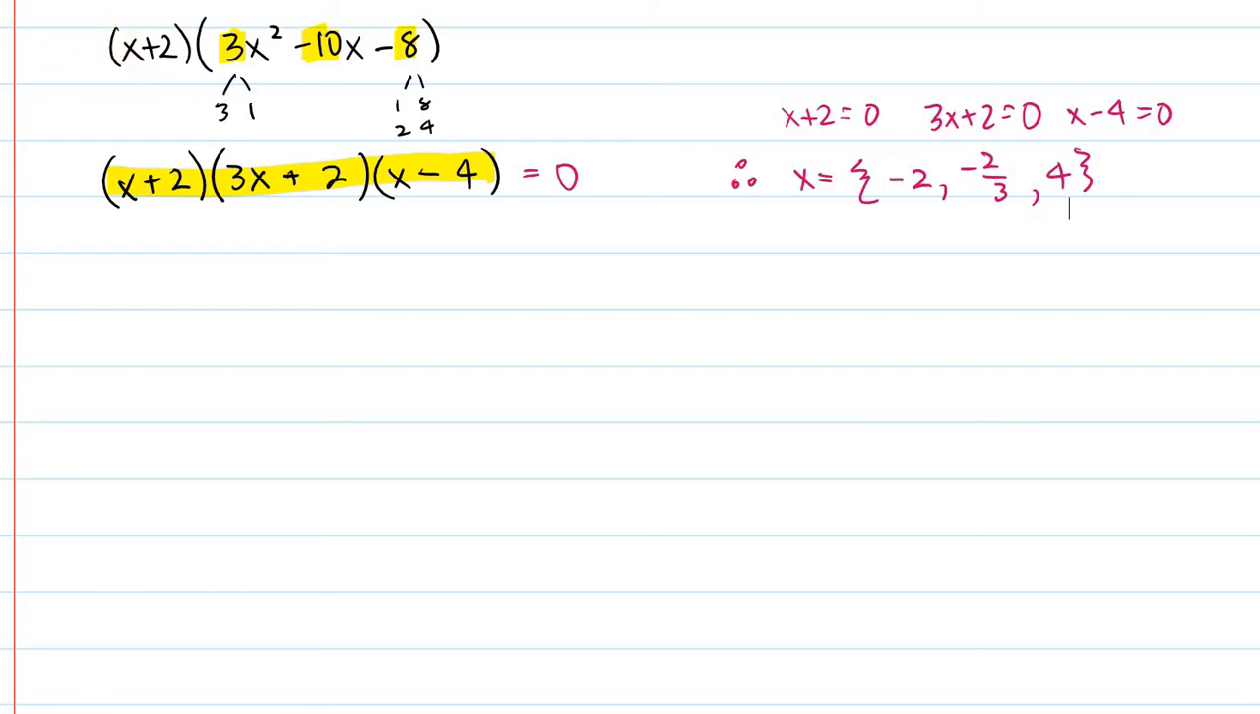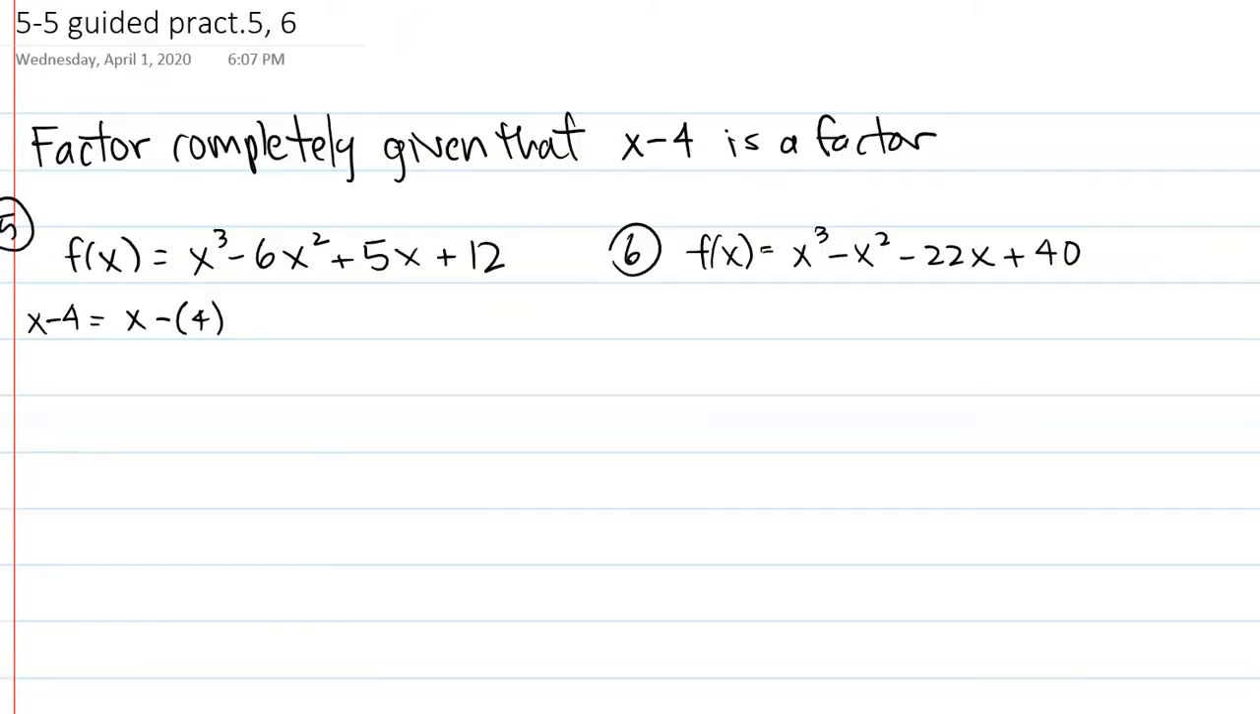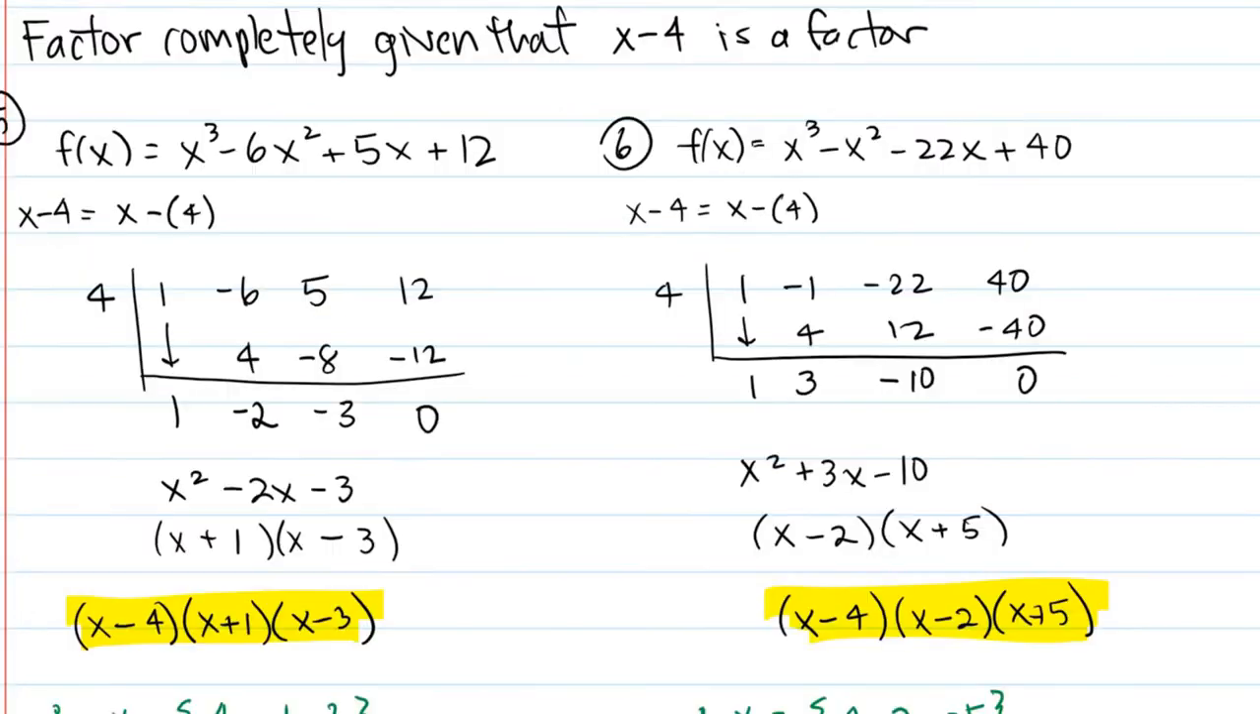So go ahead and pause the video. Here are 2 examples that you can try. They tell you to factor completely given that x minus 4 is a factor. Now you can pause the video and try each of those on your own. When you're done, click back on the video for the answer.